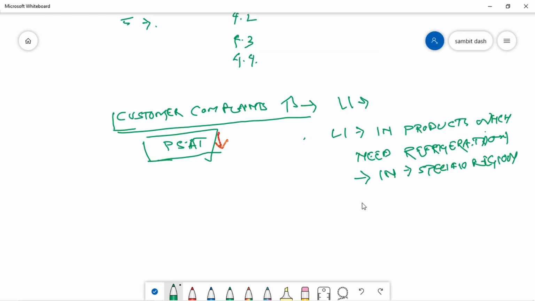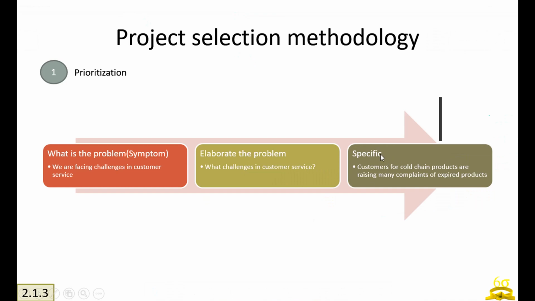Understand what challenges again within this. So what is the problem? What exactly is the problem? So we are receiving in refrigeration, cold product chain, all those things, but what is the complaint? Let's say the product is expired. By the time I receive the products, it is expired, something like this, right? So that's how you specify this problem.